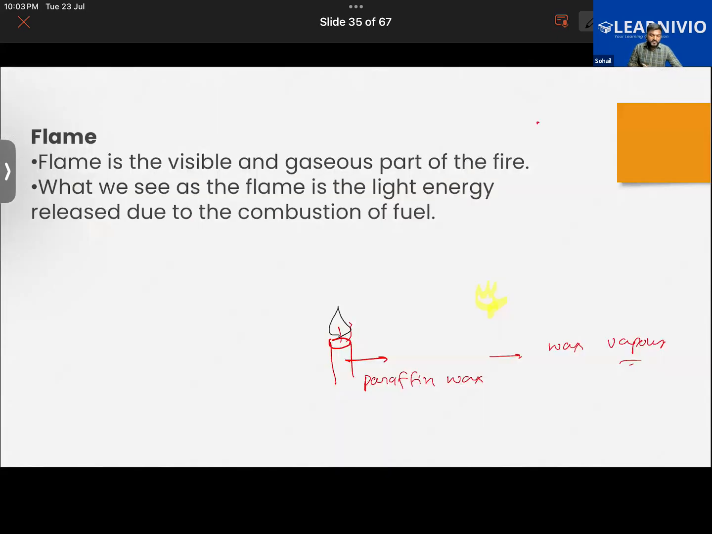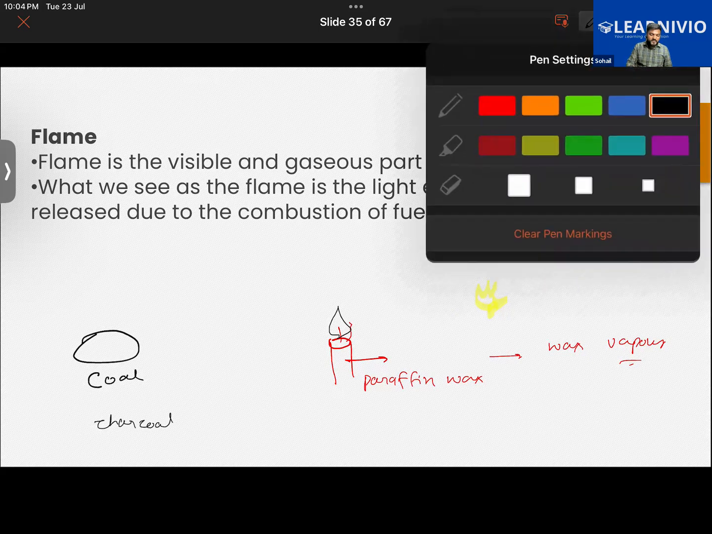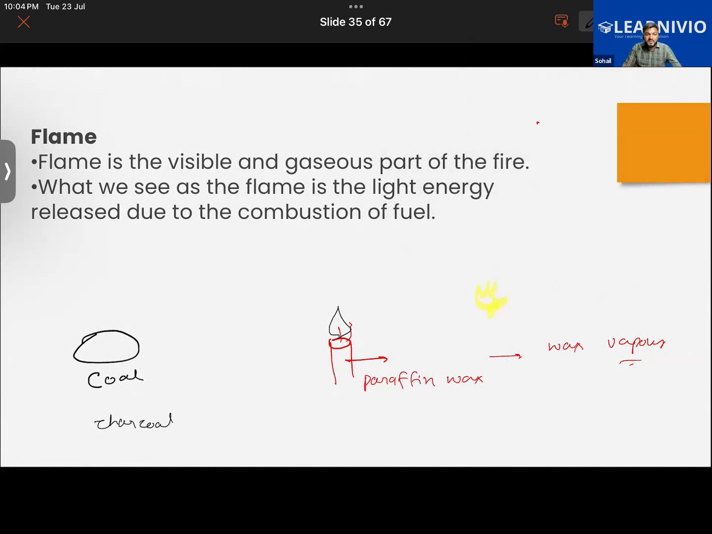While in the case of fuel like coal, coal does not burn with a flame. Have you seen the burning of a coal? While a coal is burning, does it give off any flame? Basically no, it basically glows. Or we have the example of charcoal also. So when they burn, they will not be giving off any flame, right?